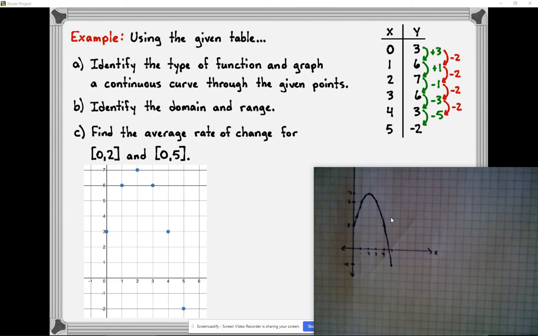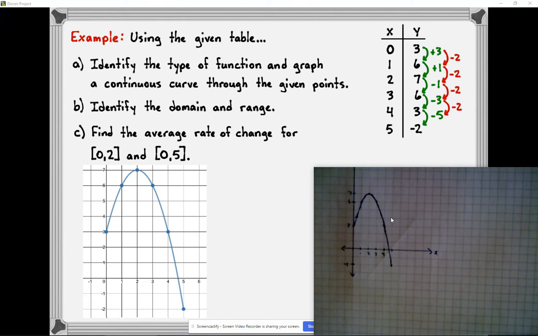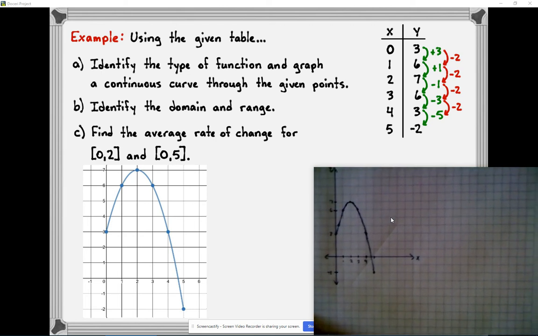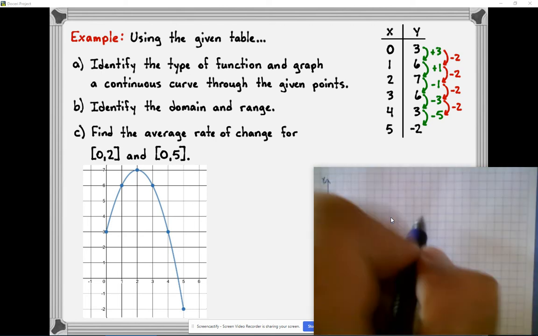So continuous, meaning that it's not discrete anymore. So we're going to connect the dots in a smooth manner. Notice they're not straight lines from point to point. It's kind of curvy. For B, it says to identify the domain and the range.